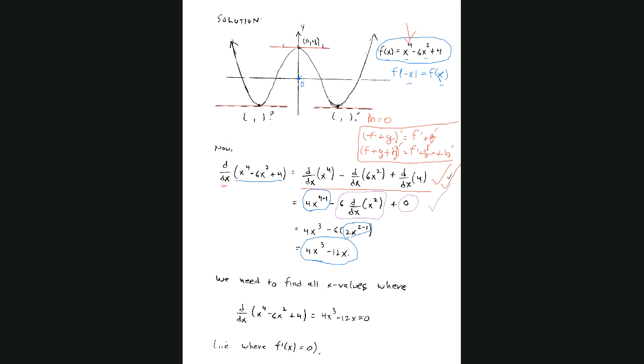So to find the x values, we need to find all the x values where the derivative is equal to 0. Because when the derivative equals 0, that's when the tangent lines to the curve are flat. They're horizontal. So let's make sure, I'll give you a moment to copy here. And if you have any questions, please ask.